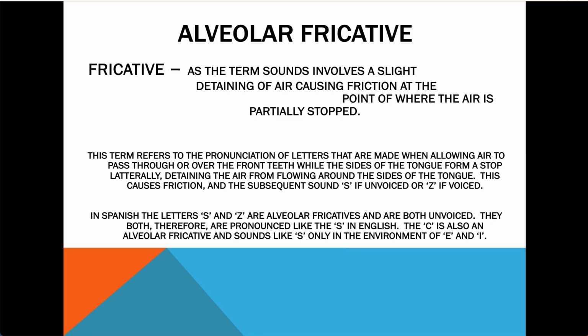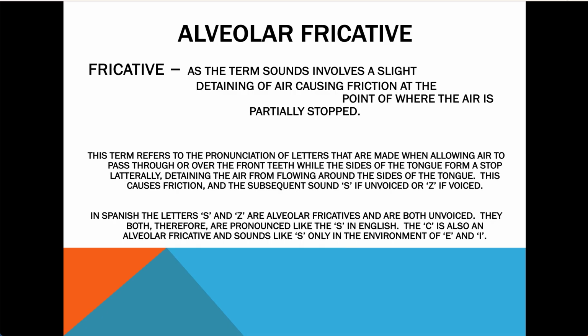Alveolar fricative. Fricative, as the term sounds, involves a slight detaining of air, causing friction at the point where the air is partially stopped. This term refers to the pronunciation of letters that are made when allowing air to pass through or over the front teeth, while the sides of the tongue form a stop laterally, detaining the air from flowing around the sides of the tongue. This causes friction and the subsequent sound S if unvoiced, or Z if voiced.